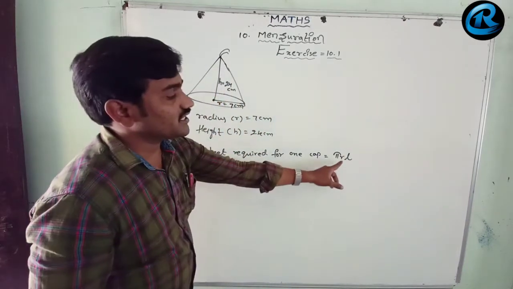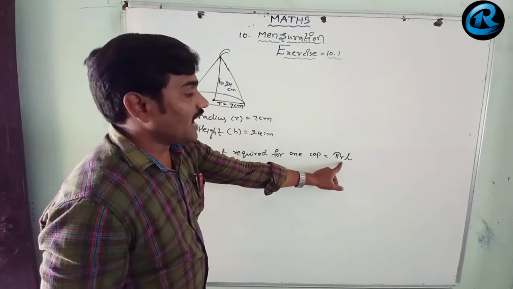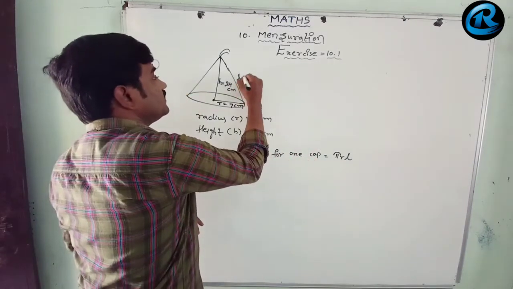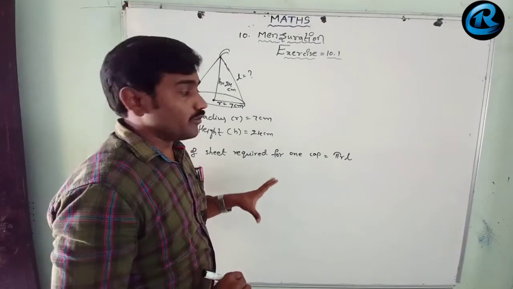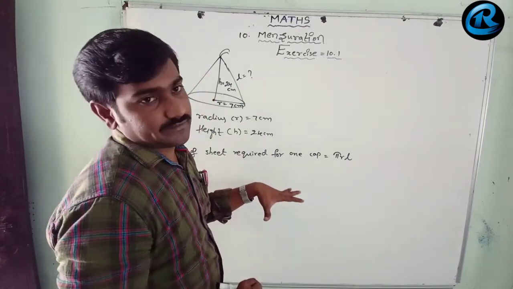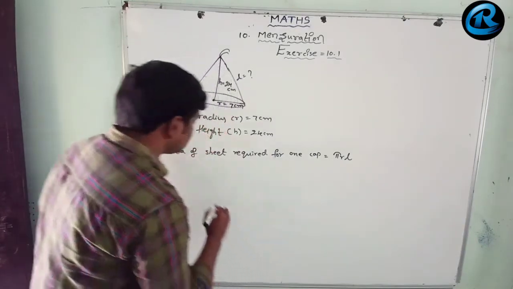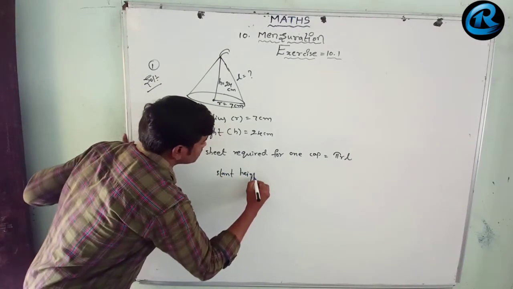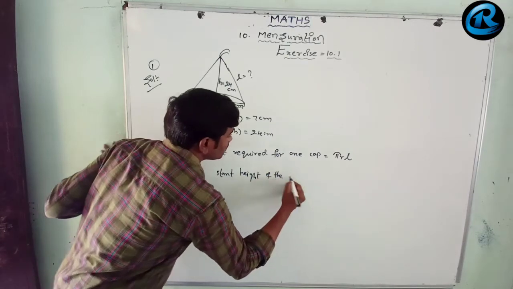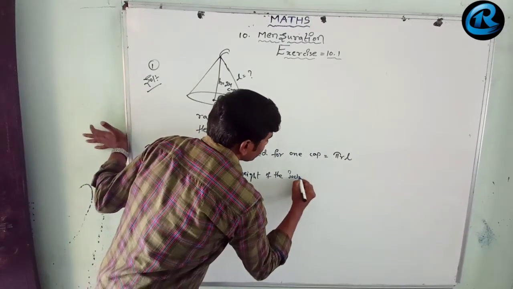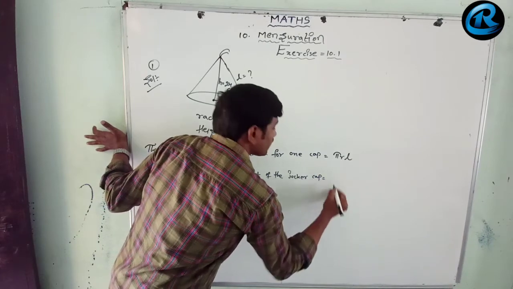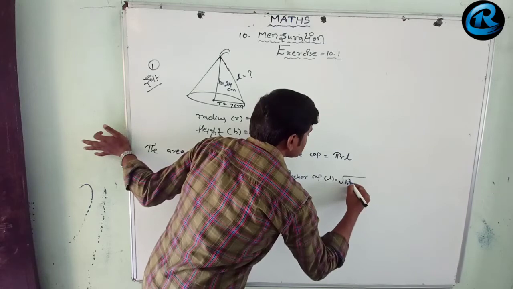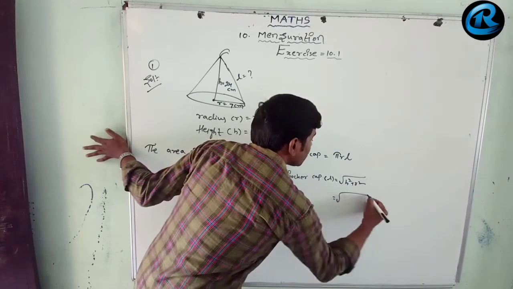Pi value is 22/7, r value is already given, that is 7 cm, but the l value, the slant height of the cone, is unknown. We have to find out the slant height of the joker cap. Slant height l equals under root of h square plus r square.